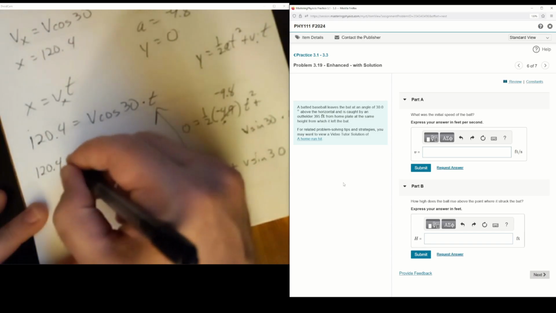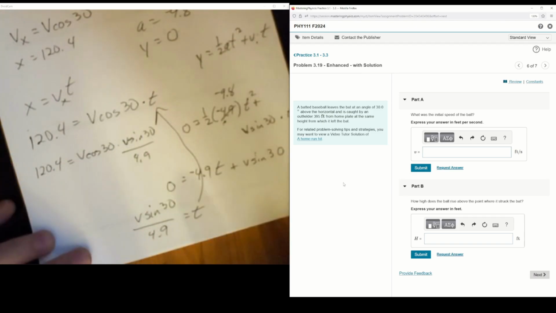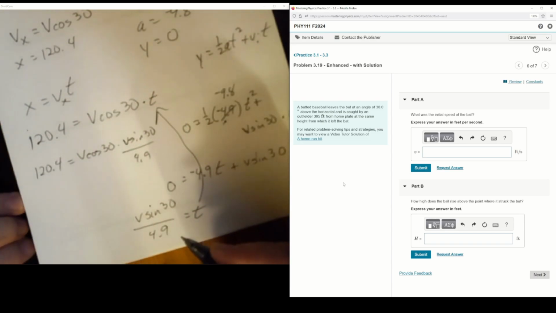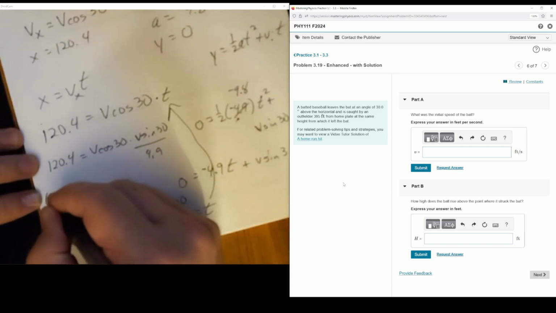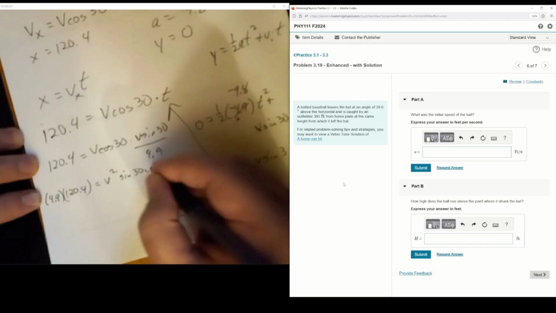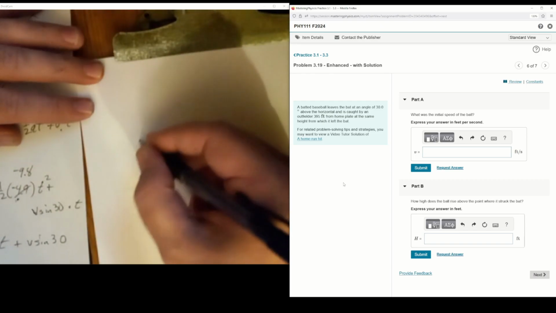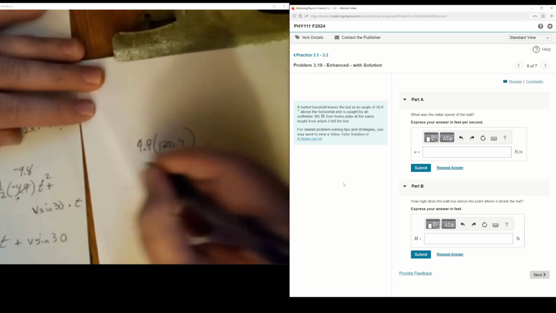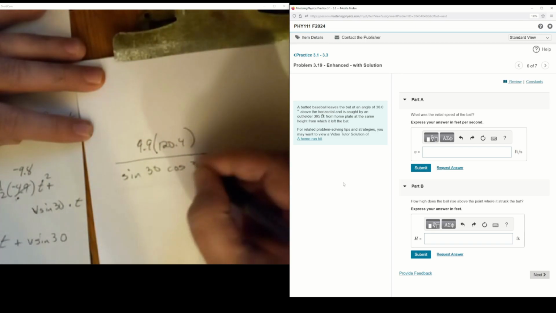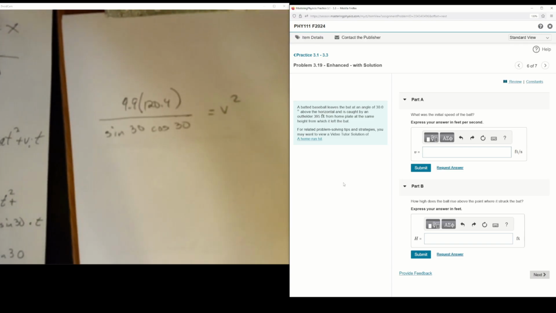So we have 120.4 equals v cosine 30, and our time is v sine 30 over 4.9. And notice we can combine the v's. So v times v is v squared. I'm going to multiply both sides by 4.9. And there is v squared. I know it's getting a little bit ugly there, but why don't I write it on another piece of paper right here? So my final answer is this equals v squared. And then, of course, in our calculator, we'd have to take the square root of all that, and that would be our answer.